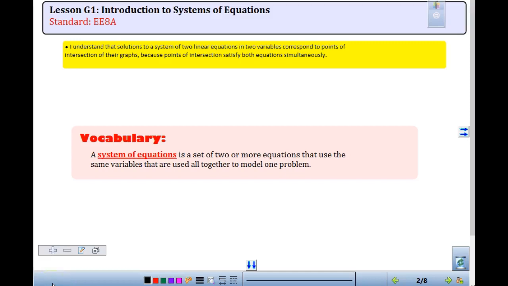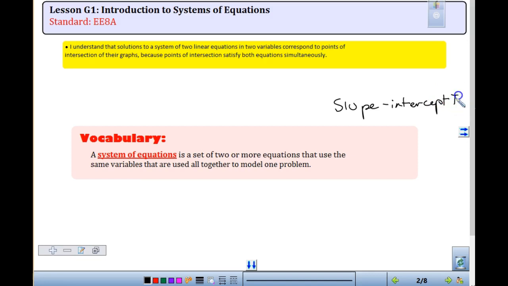A system of equations is two or more equations that use the same variables that are used together to model a problem. So, the form of equations that we've been working with is slope-intercept form. What does an equation in slope-intercept form look like? Tell your shoulder partner and write it down. And you can talk to the people behind you.